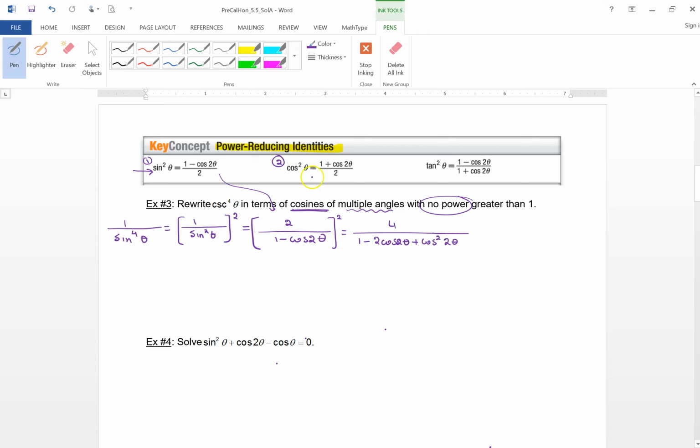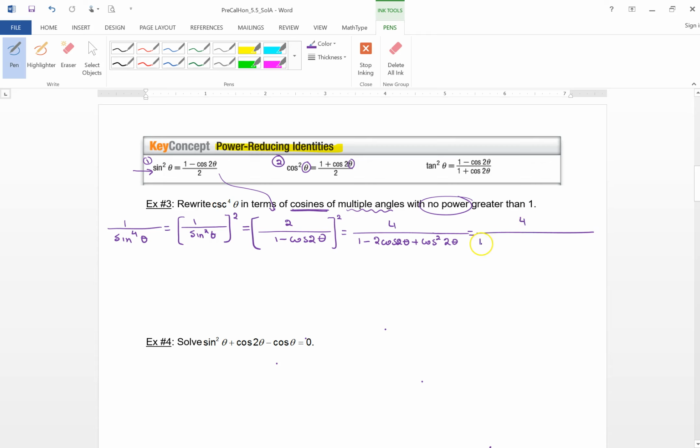Now let's take a closer look here. This says cosine squared theta is what? 1 plus cosine of what? 2 theta. Now look, this is theta, this is theta. If instead of theta here I had x, what would that be? 2x. If instead of theta here I had a table, what would that be? 2 table. If instead of theta I have 2 theta, what would that be? 4 theta. Here I have 2 theta. So, here's what we're going to do.